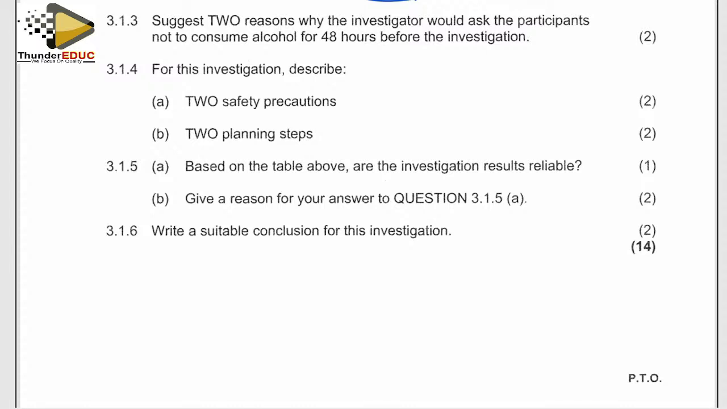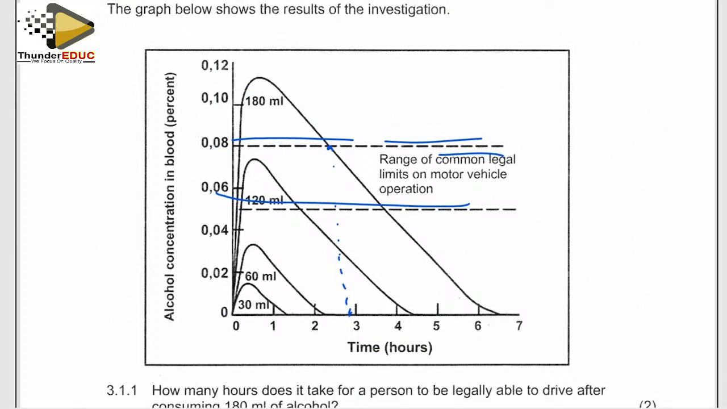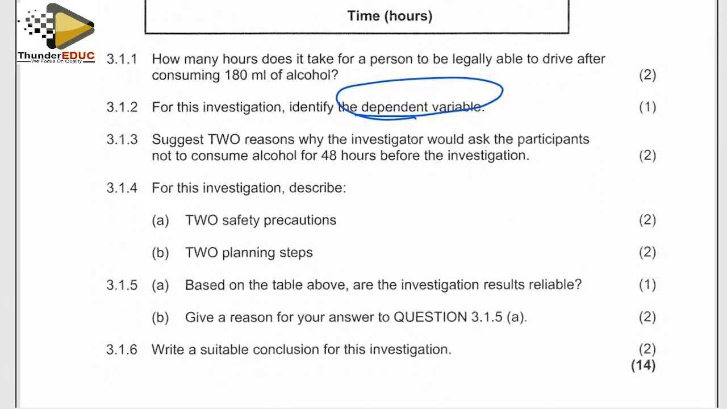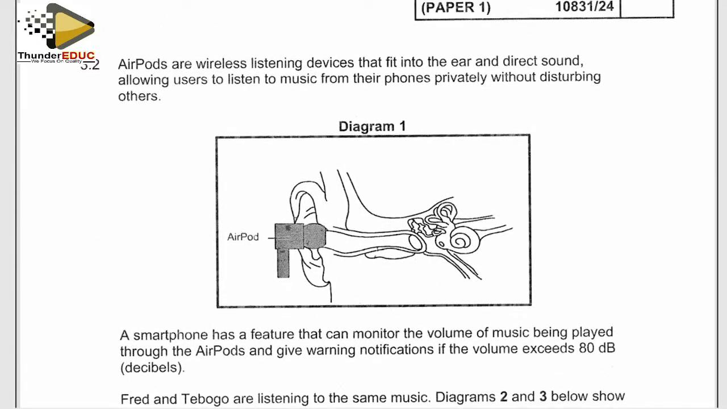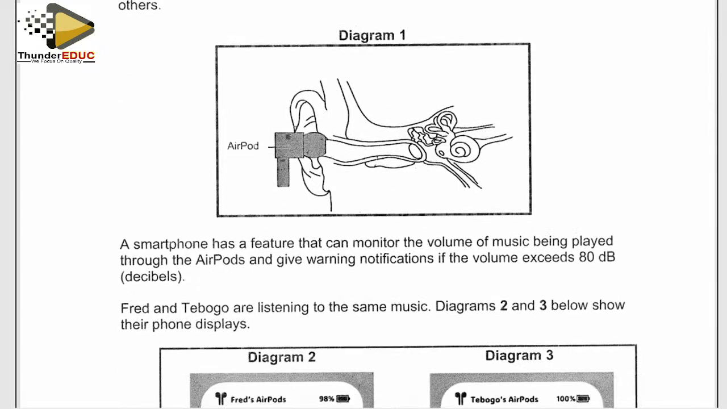Suitable conclusion for that: if you see here, the higher the amount of alcohol you take, the longer it is going to take to recover. You understand? So this one took how many hours? 6 hours or 7 hours, and then this one took 5 hours. So the higher the amount of alcohol you take, the longer it's going to take you to recover to normal. Yes. Then we go to question 3.2.